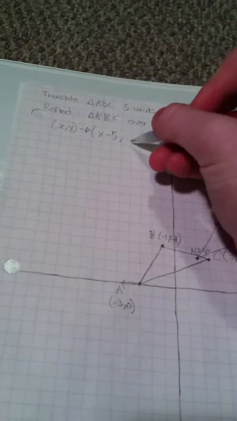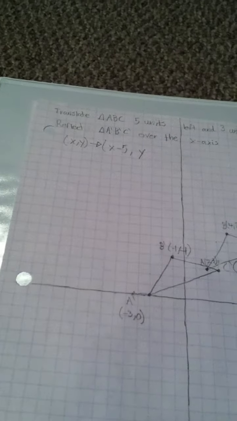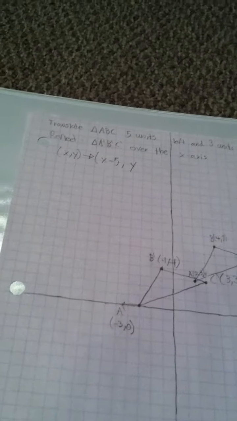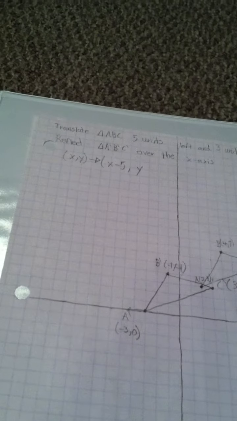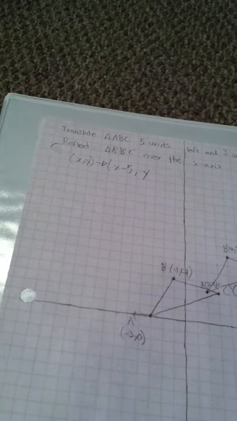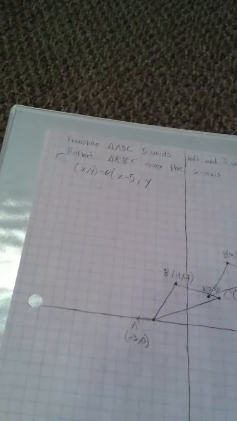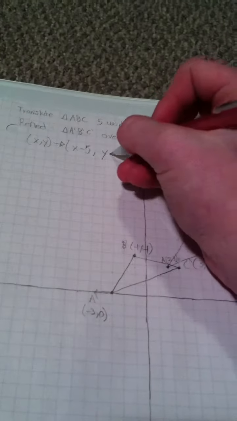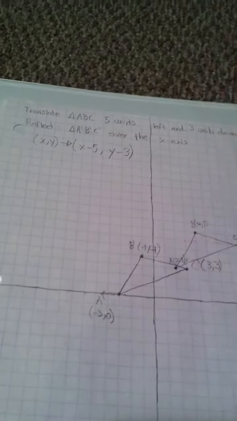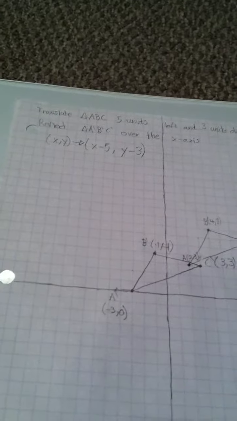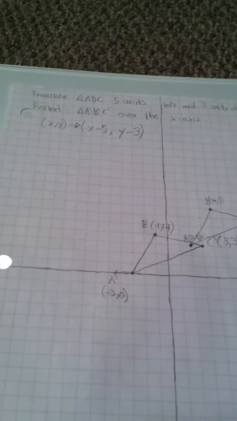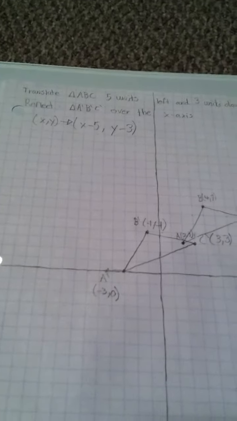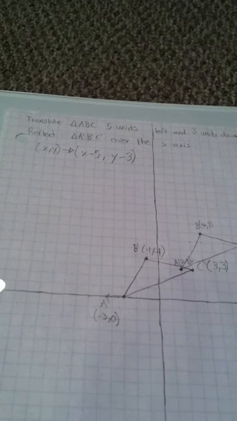So now for the y, I know that up and down is the y-axis. So I just have to figure out if it's -3 or +3. Down means negative and up means positive, so 3 units down is negative, or subtract. So now I have to just check the points to see if that algebraic rule works, just to make sure.